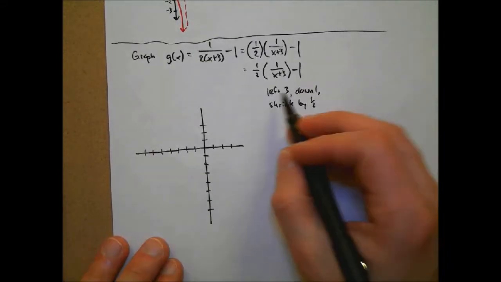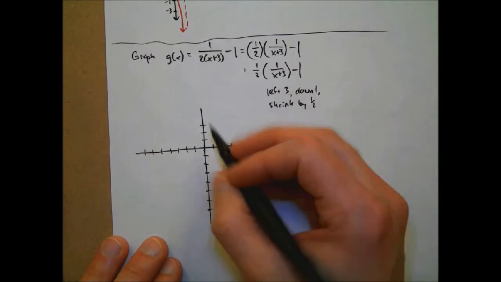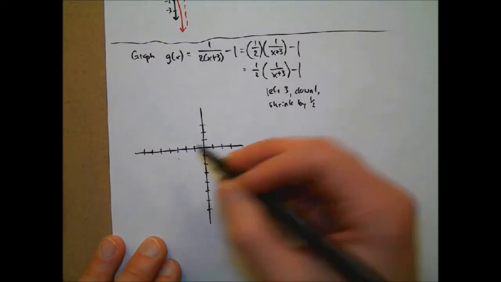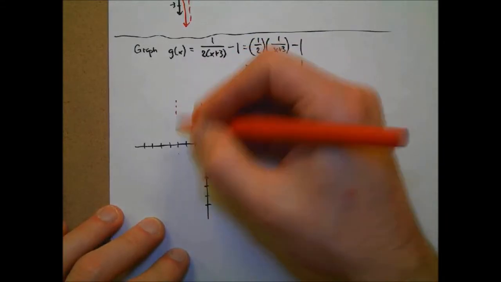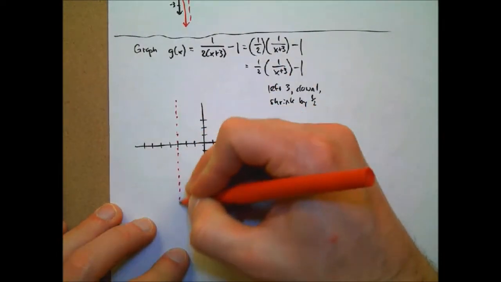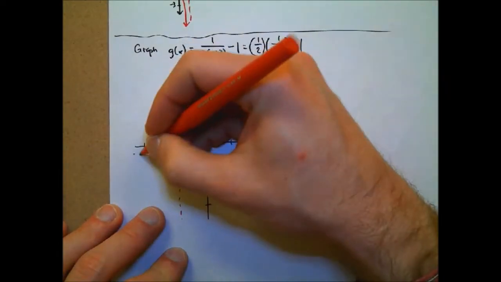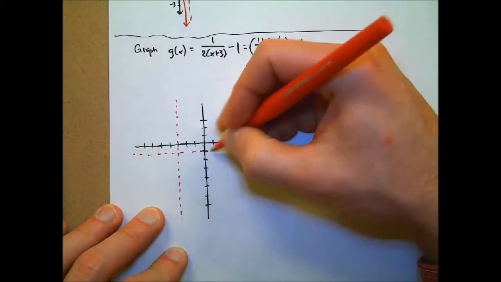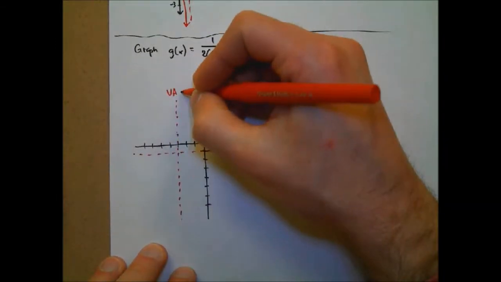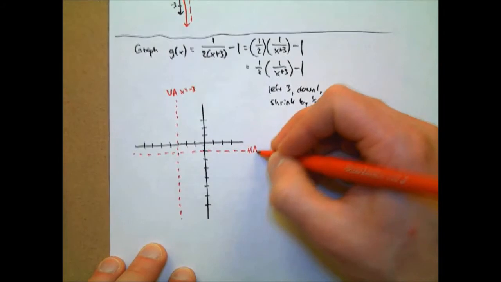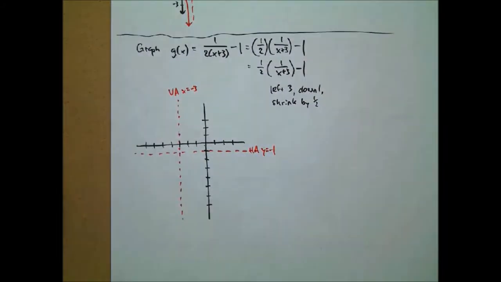So from the origin, we're going to go left 3 and down 1. So left 1, 2, 3, down 1. There's my new center point on my graph. I'm doing a very slight dot there because this point is not on our graph. We just use it to center our asymptotes. So the asymptotes will go through that point right there. We have a vertical asymptote at x equals -3. We have a horizontal asymptote at y equals -1. VA and HA.